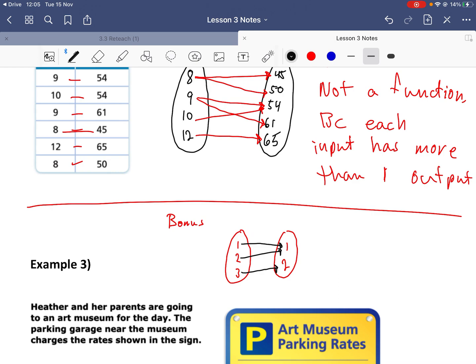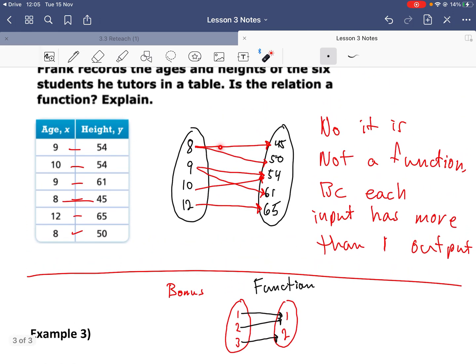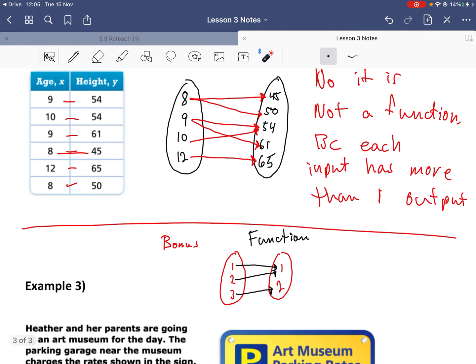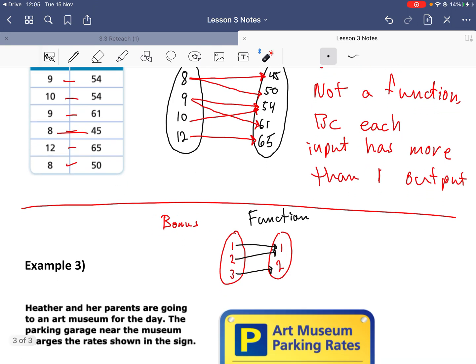So is this a function? Yes, this is an example of a function because we can see that one input has one output. It just so happens these two inputs share the same output. So if they're coming to the same one, it is a function. But notice when it is branching away from it, not a function. 8 is going to 2 different values. This one, 1 is only going to 1. 2 is only going to 1 value. Just so happens they're the same. So this one is a function.